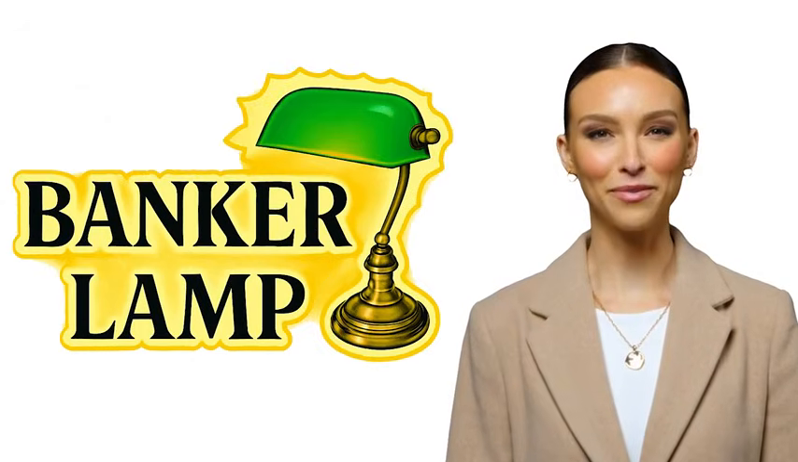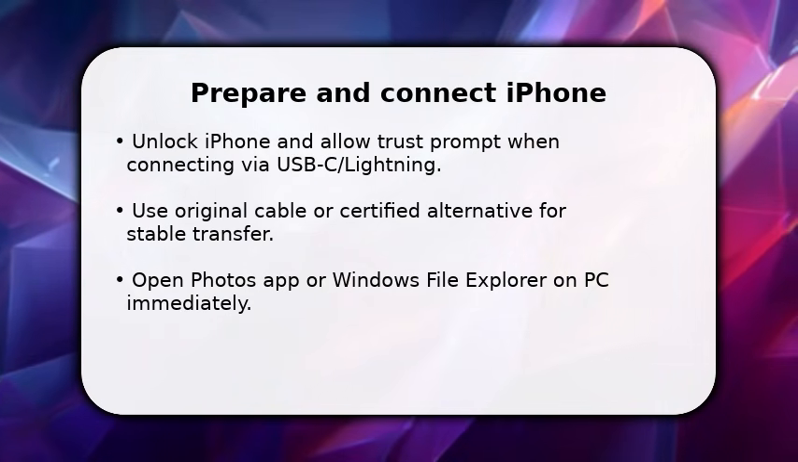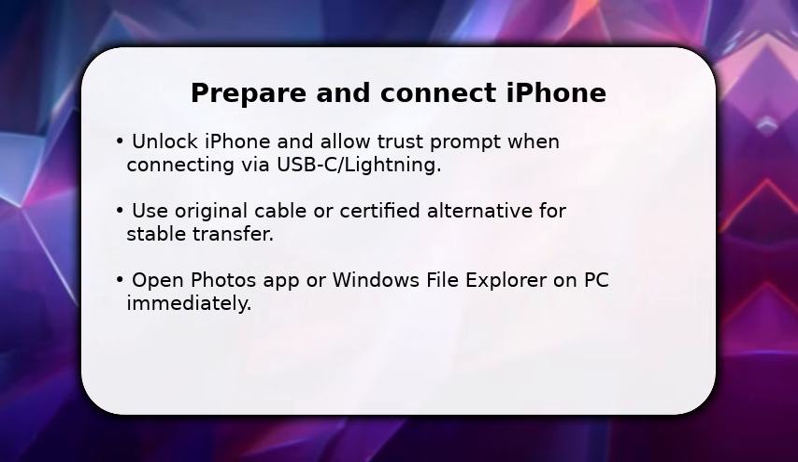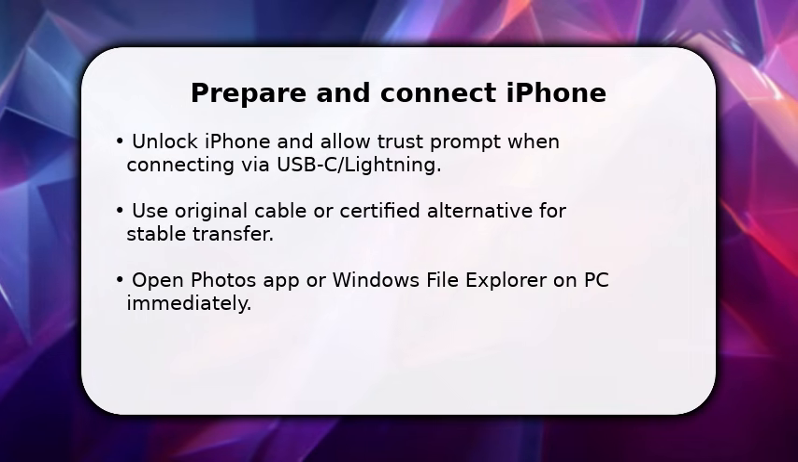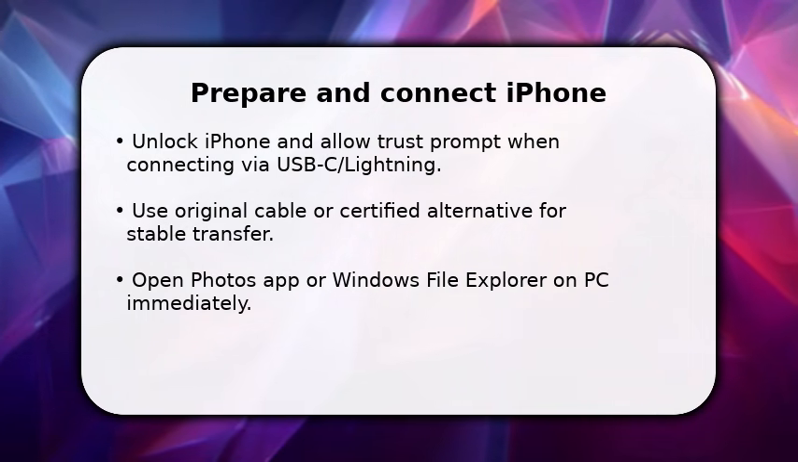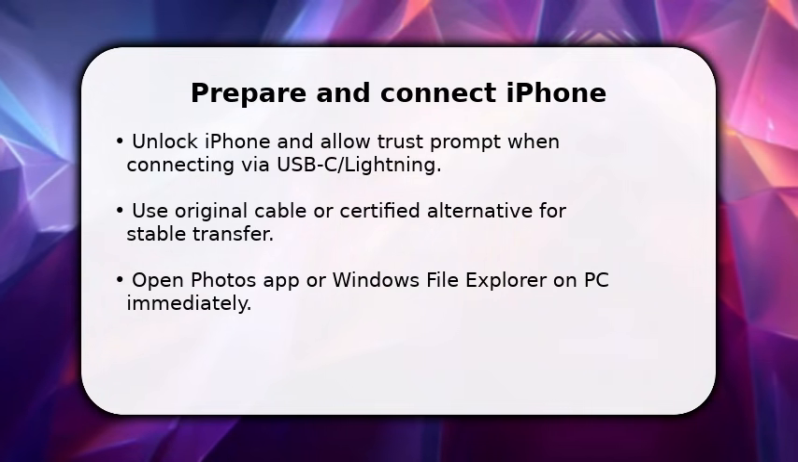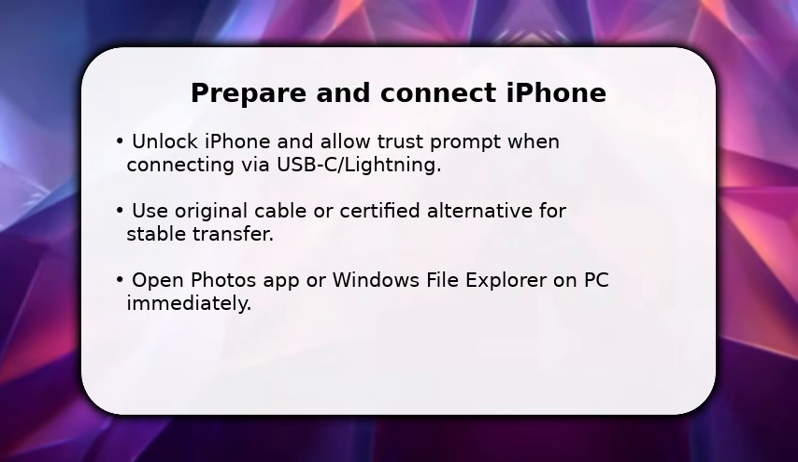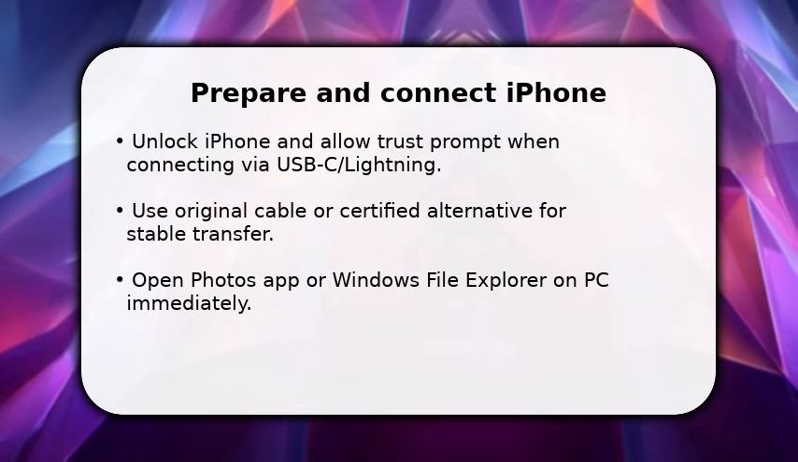Please enjoy the video. You start by connecting the iPhone to your PC with a reliable cable and then unlock the device. When the Trust This Computer prompt appears, tap Trust so the PC can access photos. This is required. On Windows, open File Explorer and locate your iPhone under This PC. On a Mac, open Photos or Image Capture. Once done, minimize distractions and have a target folder ready on the PC to receive the import.